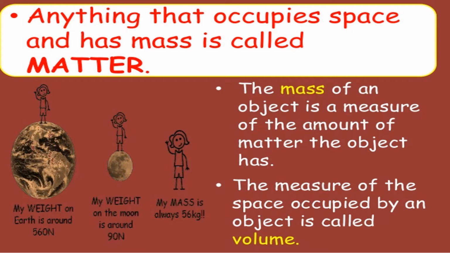Then the volume, how are you going to find the volume? The volume is the measure of the space occupied by an object. So it is the space that is being occupied by that particular object. Okay, is it clear?